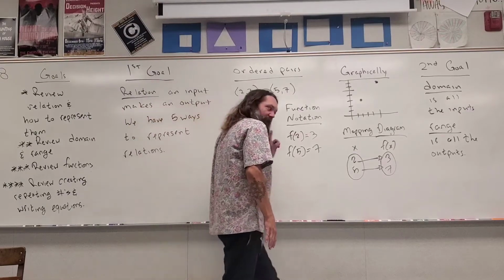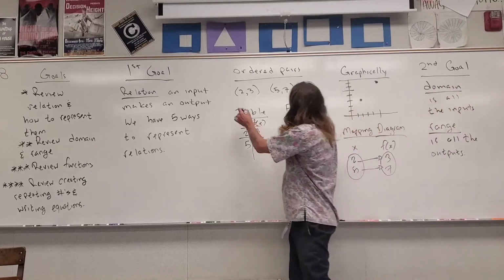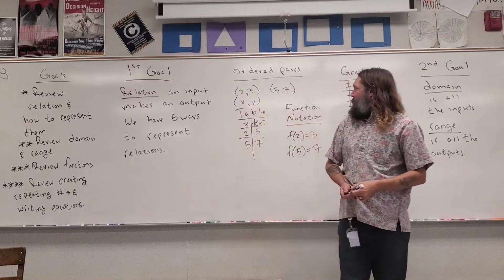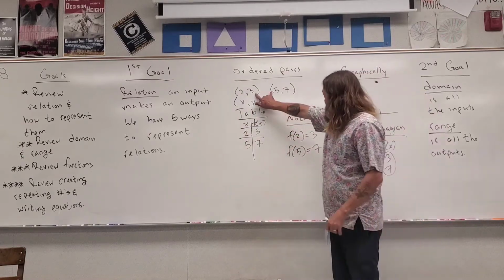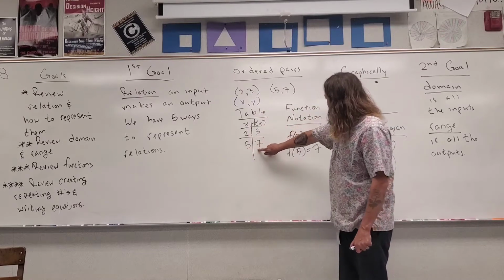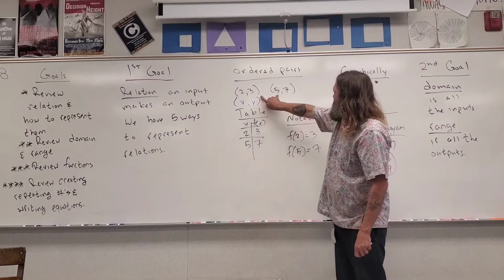And remember, they're called ordered pairs because they're ordered like the alphabet, right? So it's an X value and a Y value, right? Ordered pairs. I can rewrite these ordered pairs as a table. Plug in 2, I get 3. Plug in 5, I get 7. So I can turn ordered pairs into a table, or I can turn a table into ordered pairs.